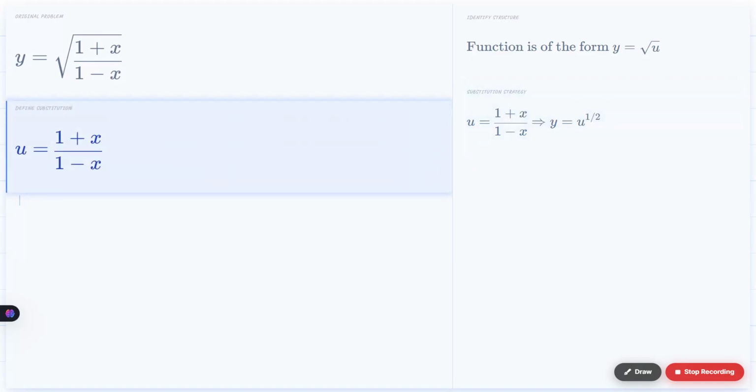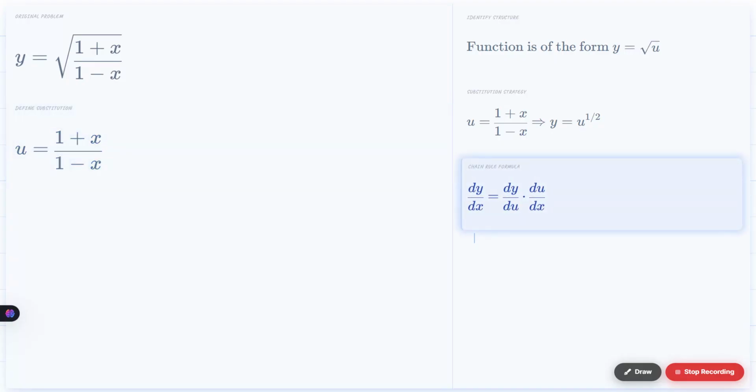We define u as (1 plus x) divided by (1 minus x). We do this to give the inside part a simple name. This is how we set up our substitution rule. We write down the chain rule formula: dy divided by dx equals dy divided by du times du divided by dx. We do this to prepare for finding the derivative. The chain rule tells us how to find the derivative of a function inside another function.